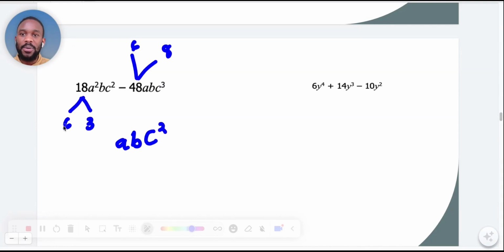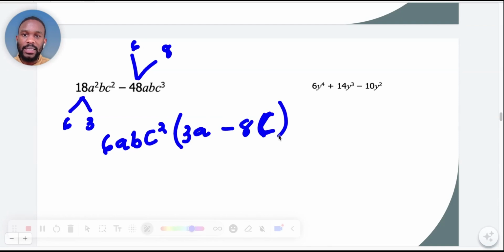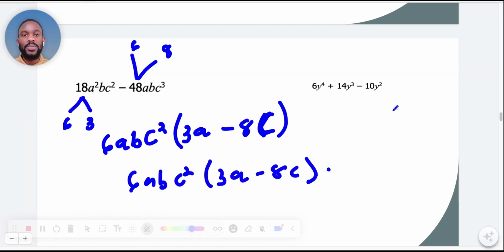And then remember that the greatest common factor of the constants will be 6. All right. So here in the constants, we're left with 3, right? And we have a outside, so we're left with a. B, we factored it out, we don't need another b. C squared, we factored it out. Minus, so here we factored out 6 and we're left with 8. We have a outside, we have b outside, so we don't need that. C squared, here we'll be left with c, right? So the answer is 6abc squared times (3a minus 8c). That's what you'll be left with.